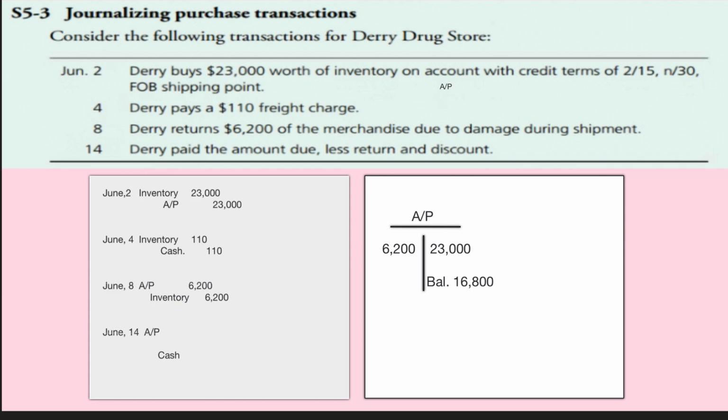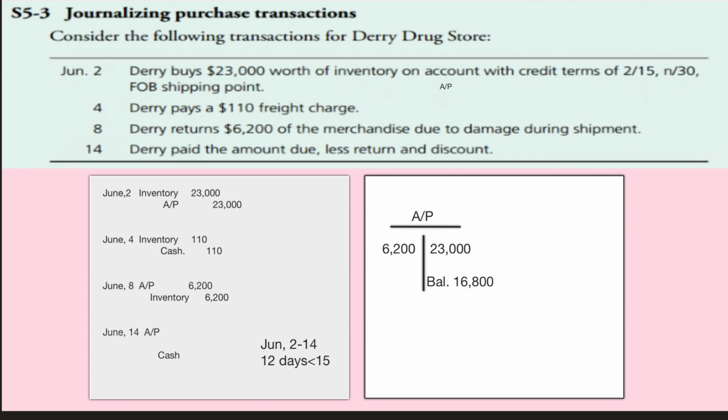Okay. Is it in the discount period? We said the credit terms are 2% within 15 days. Did I pay within the 15 days? Yes. 12 days is less than 15 days. So you paid within the discount period, so you're gonna get a 2% discount. So I don't need to pay the full amount. I'm not supposed to pay 16,800. I'm gonna pay less. Okay?